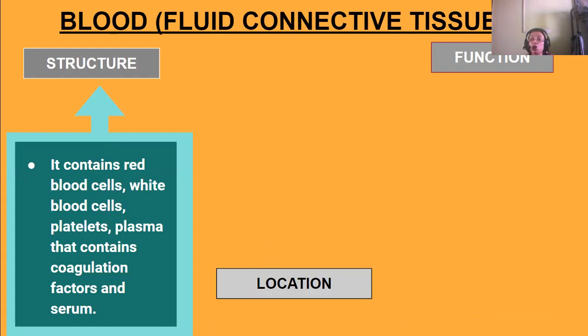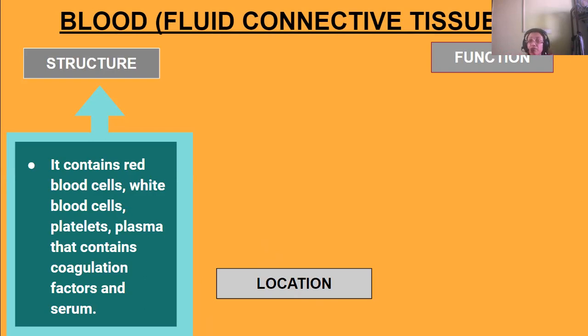How does that look like? It contains 3 types of cells and 1 type of fluid. One is red blood cell, another is white blood cell, another is platelet, 3 types of cells. Then plasma. Plasma is a fluid that contains the coagulation factors and the serum. Coagulation factor is to coagulate blood.